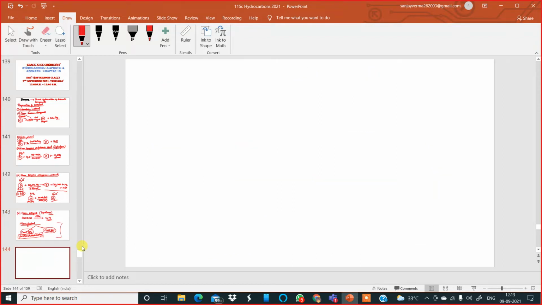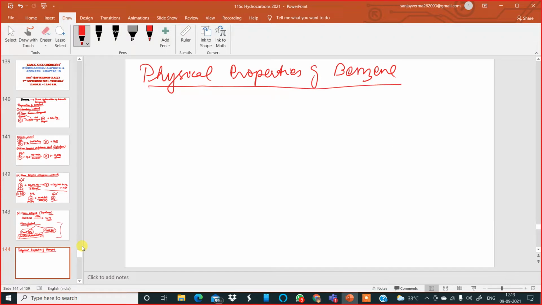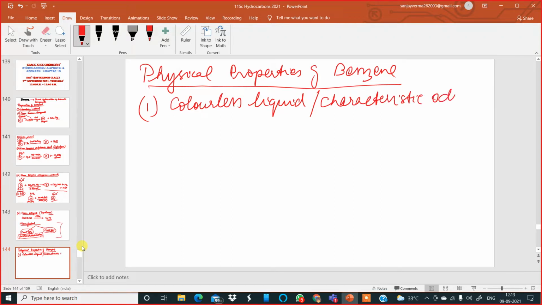After that, physical properties of benzene. If you look at the physical properties of benzene, number one, it is a colorless liquid having a characteristic, peculiar smell. It has a characteristic odor, a distinct odor.